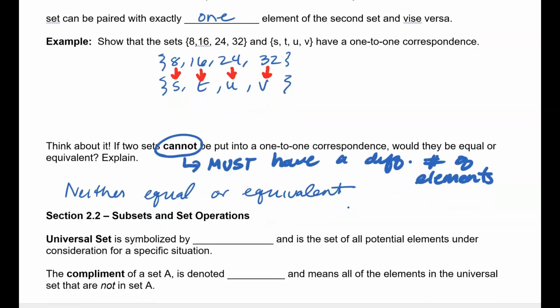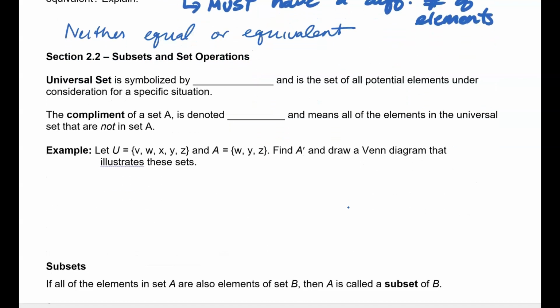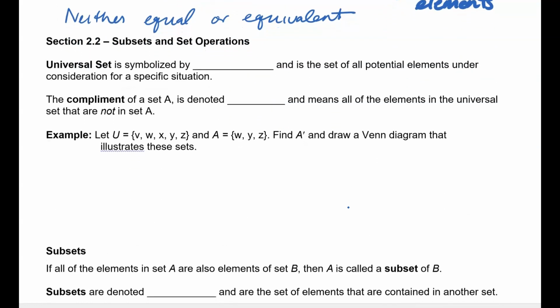Okay, so let's talk about section 2.2. So 2.2, sets, subsets, and set operations. The universal set is symbolized by the letter U, a capital U, and is the set of all potential elements under consideration for a specific situation. I know that this might seem overwhelming, and it's hard to understand what this means now, but let's write this down, and then I'll do an example below, and hopefully this will make more sense.